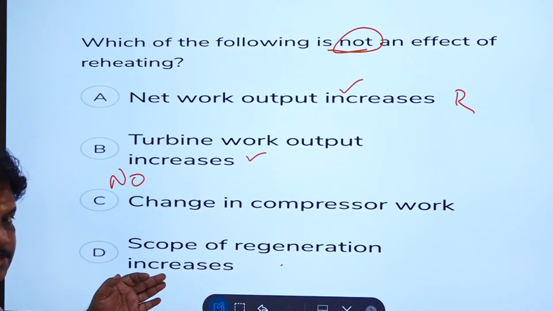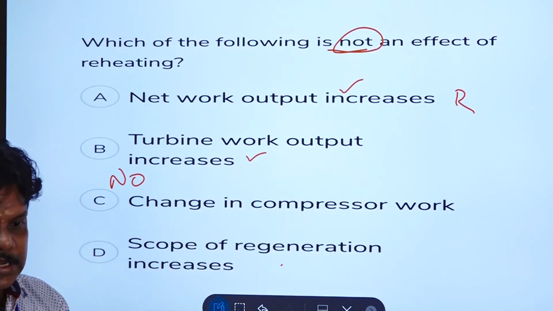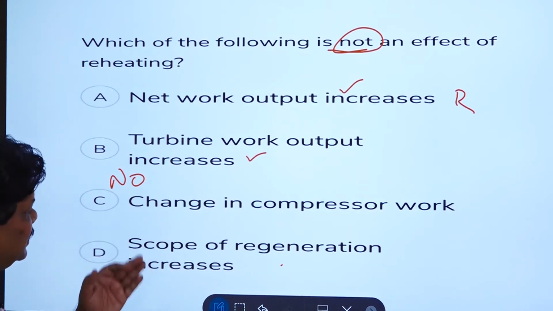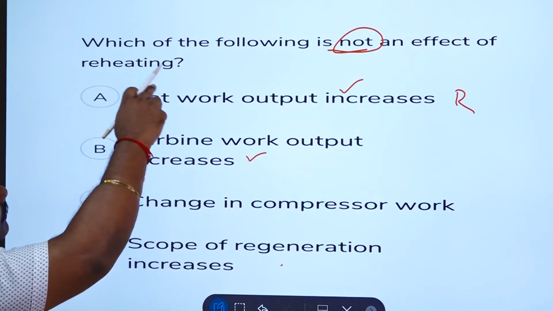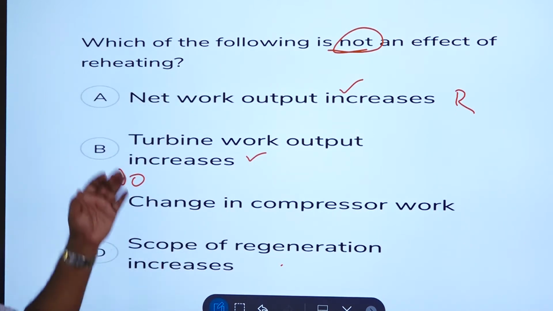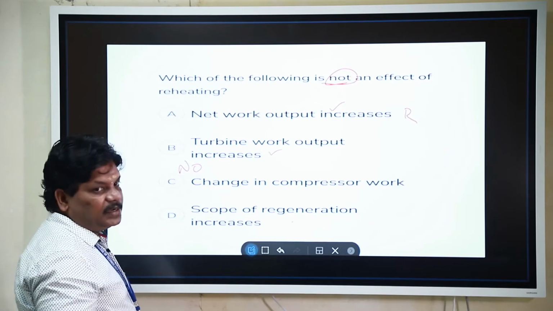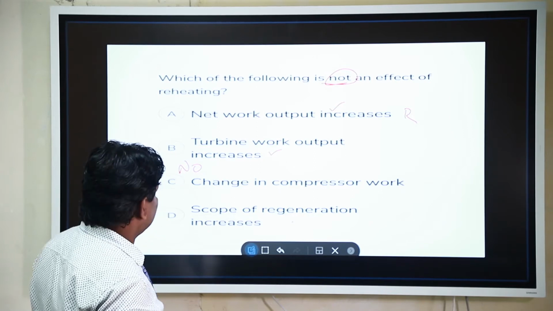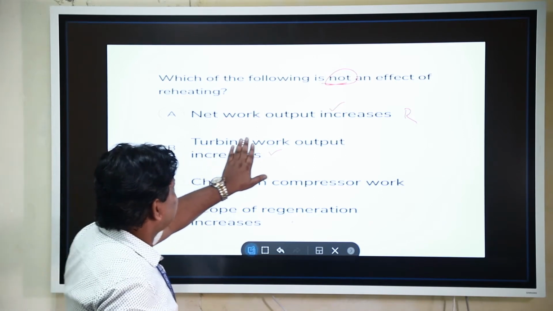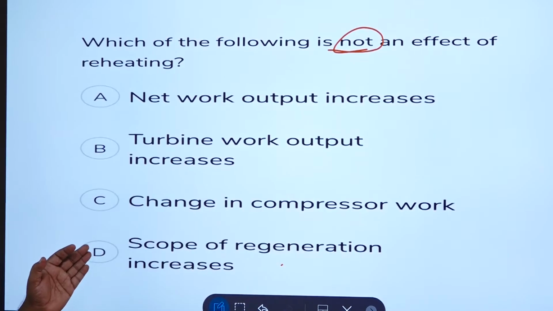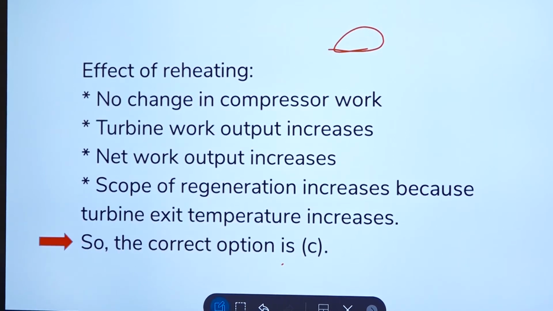Scope of regeneration increases, yes, because the turbine exit gives you a higher temperature. So this is also right. All of these come under the effects of reheating. A change in compressor work is not an effect of reheating, so no change in compressor work. So the answer is C.